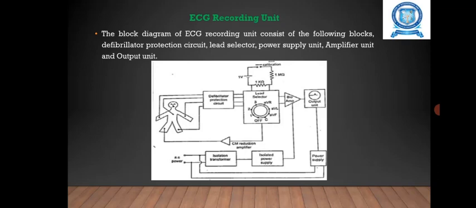Next one is the ECG recording unit. The block diagram of the ECG recording unit consists of the following blocks: defibrillator protection circuit, lead selector, power supply unit, amplifier unit and output unit. Here in this diagram, the patient cable connects different leads from the limbs and chest to the defibrillator protection circuit. Here you are using a lead selector switch. Using this you can feed the input voltage from the appropriate electrode to the preamplifier.